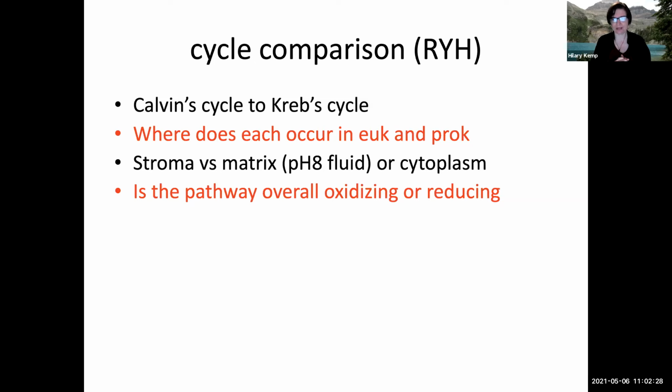Yes, good job, you guys. You were right on that. You were like, putting electrons onto carbon dioxide, reducing. Correct, that's exactly right.